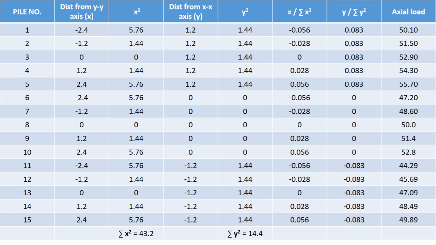Now if you observe very carefully, pile number 5 carries the maximum axial load, that is 55.70. If you compare with the other piles, this value is the highest. So we will be taking pile number 5 and designing this pile. If this pile is safe, then automatically the other piles will also be safe, because pile number 5 is the pile carrying the highest amount of load. So our target is to make sure that pile number 5 is safe.